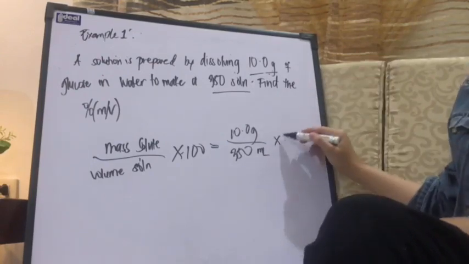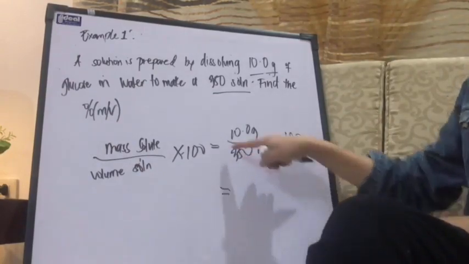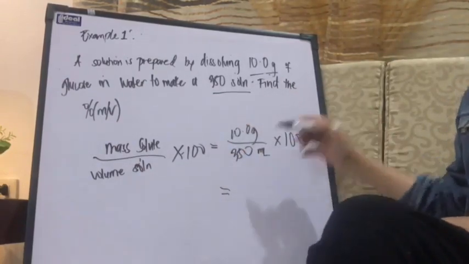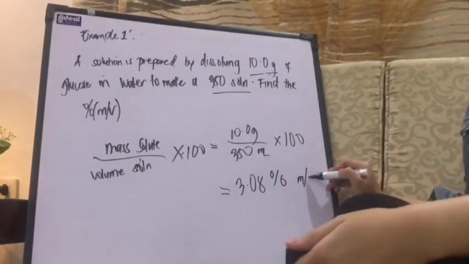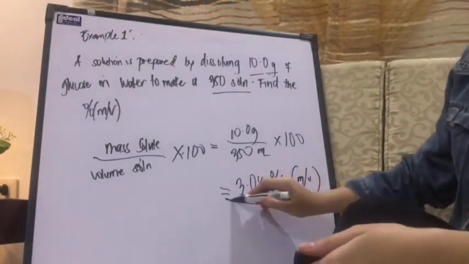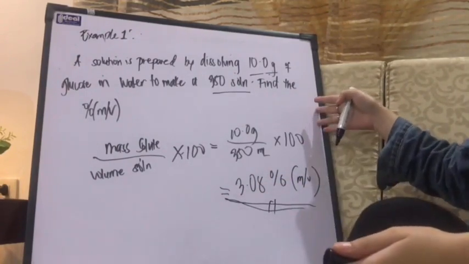So times natin ng 100 because again of the percent, and after we compute this, it equals 3.08% mass volume. So that is the total overall and the answer to the said question.